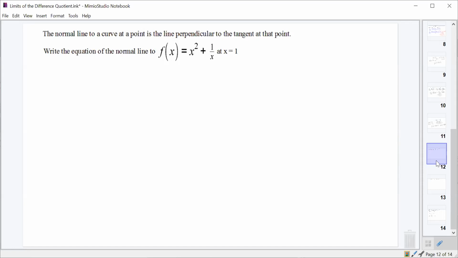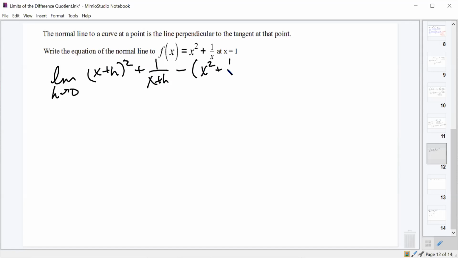So if we want to write the equation of the normal line, the first thing we have to do is find the slope of the tangent line, which will be a limit as h approaches 0 of x plus h squared plus 1 over x plus h minus x squared plus 1 over x, all over h. Everybody good with that setup to begin with?